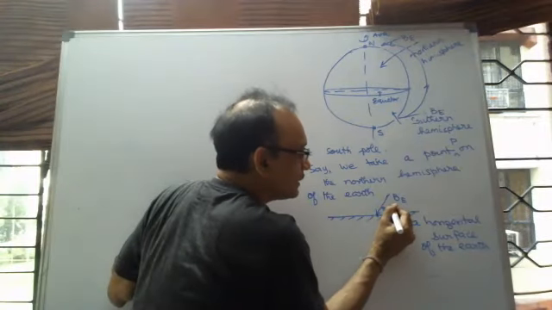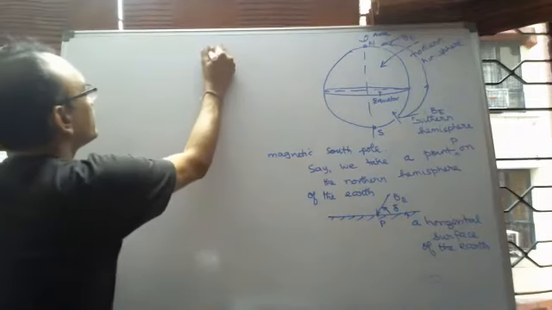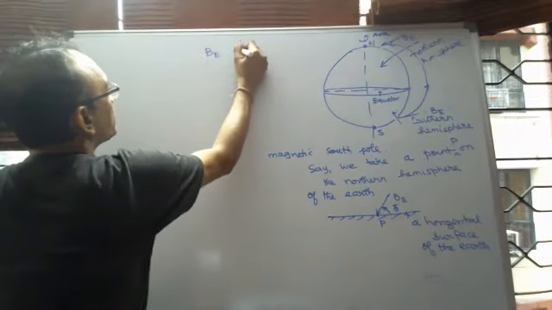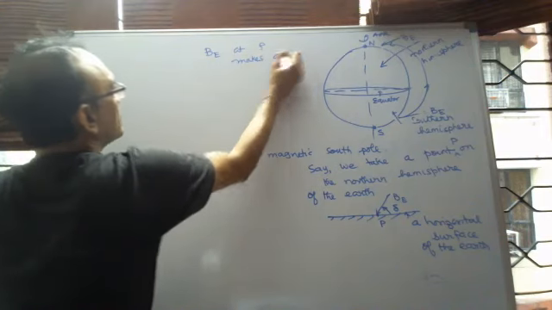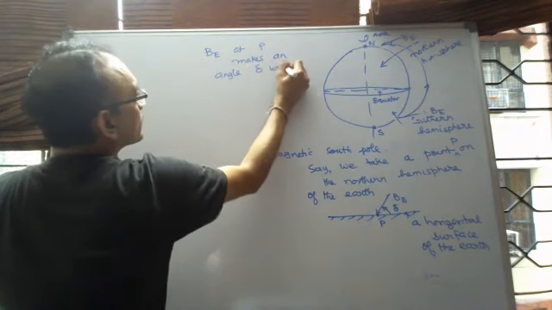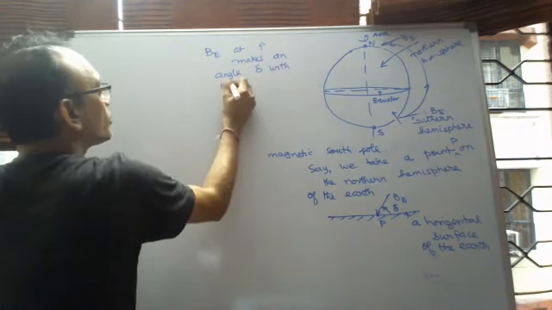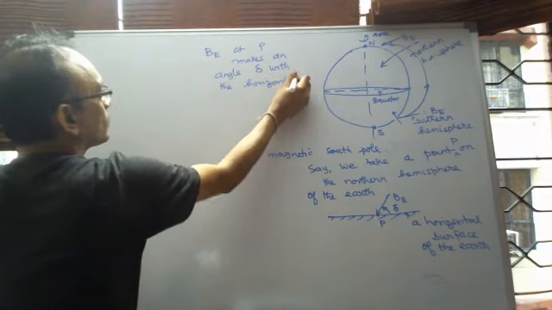It will make an angle, say delta, with the horizon. BE at P makes an angle delta with the horizon.